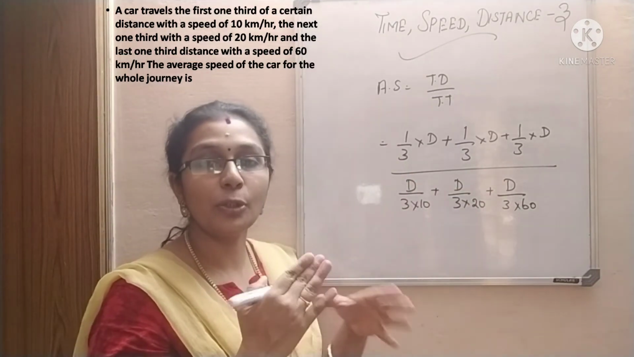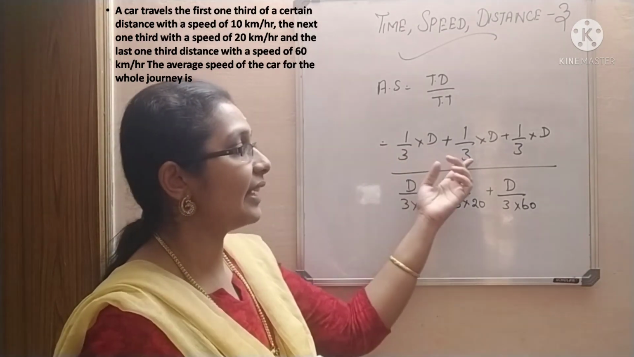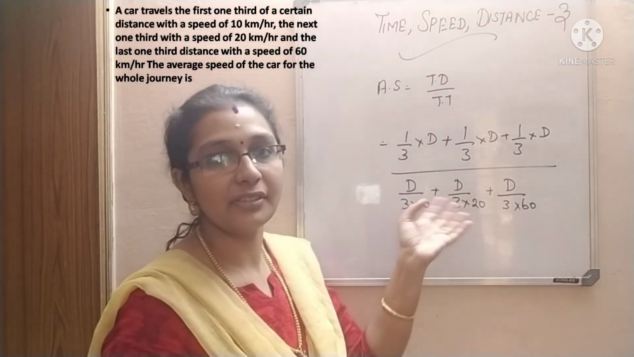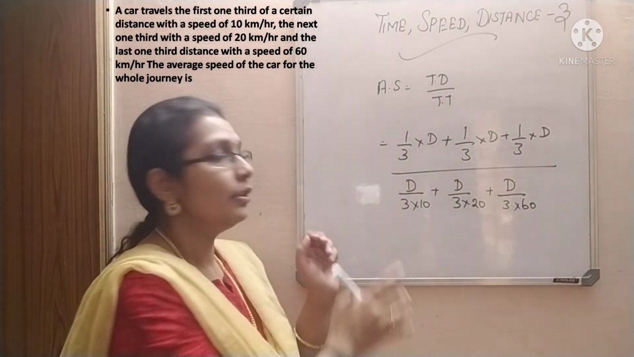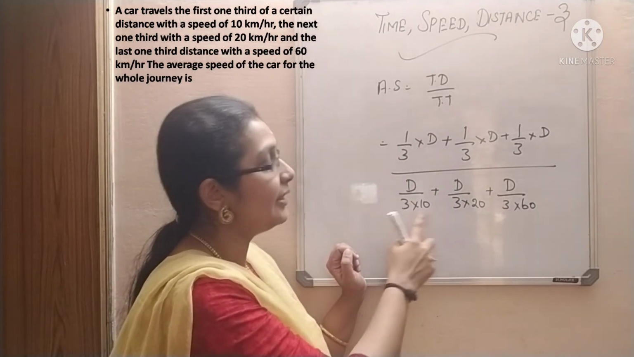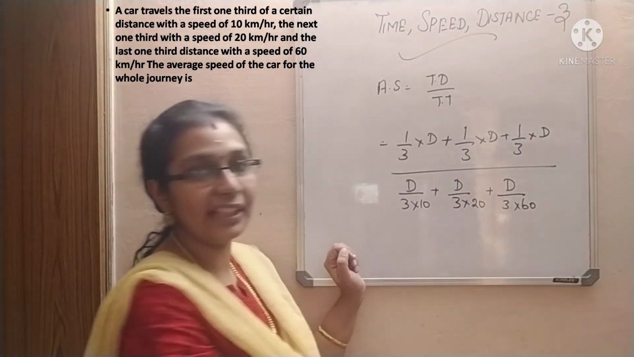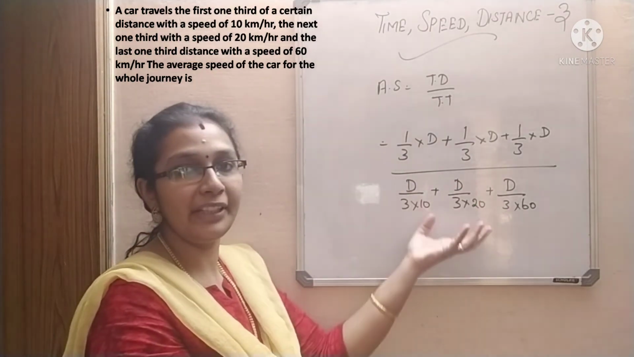So let us assume the total distance to be d. First one third distance, second one third distance, and the last one third distance. They have split it like this only. The first distance is covered at 10 kilometer per hour, here it is 20 kilometer per hour, and here it is 60 kilometer per hour. Now clear how I did this?